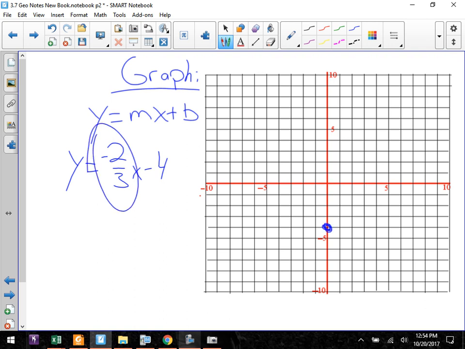Your slope then is negative 2/3. Now, remember how we talked about this the other day when we have negatives for slopes? That negative value can be in front, it can be in the numerator, it can be in the denominator. What I want you guys to do is continue to write your negatives whenever you have a negative slope.